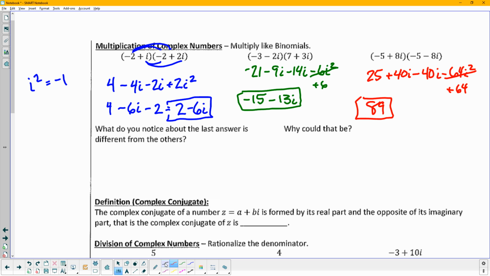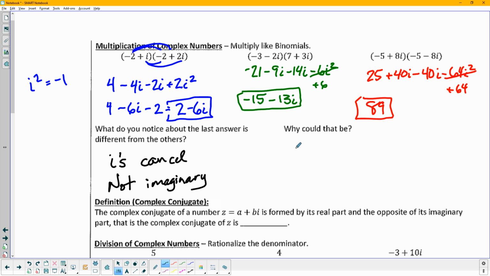So hopefully what you notice out of that last answer, as we just did it, is that my i's cancel. And really what that means is it's not that I don't have a complex number, because complex numbers are everything that we've dealt with, but I don't have an imaginary number. So it's not imaginary. And why could that be? What forced that to happen? What made the 40i's cancel out?